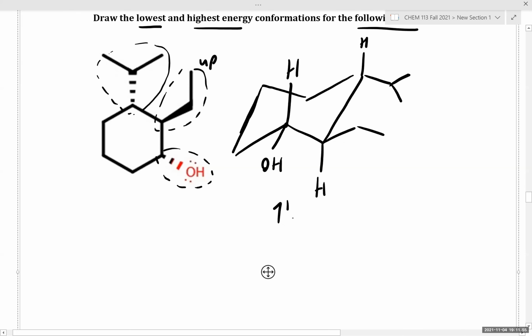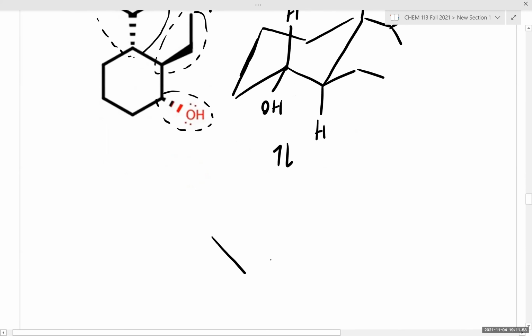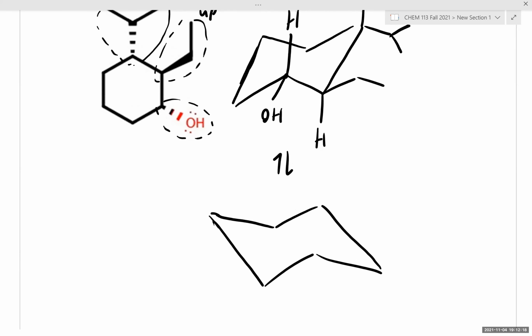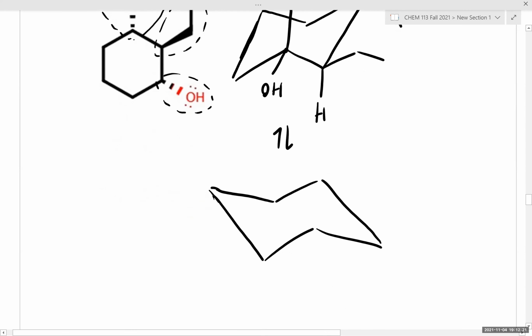Okay, let's draw the ring flipped conformation, the other chair conformation. Note on the actual exam, I'll put chair conformation. If someone did draw a boat conformation or half chair conformation, I would give them credit for the way the question's worded, but let's focus on the chair conformations for now. After a ring flip, the isopropyl group now gets moved axial, the ethyl group now gets moved axial, and our alcohol ends up axial.